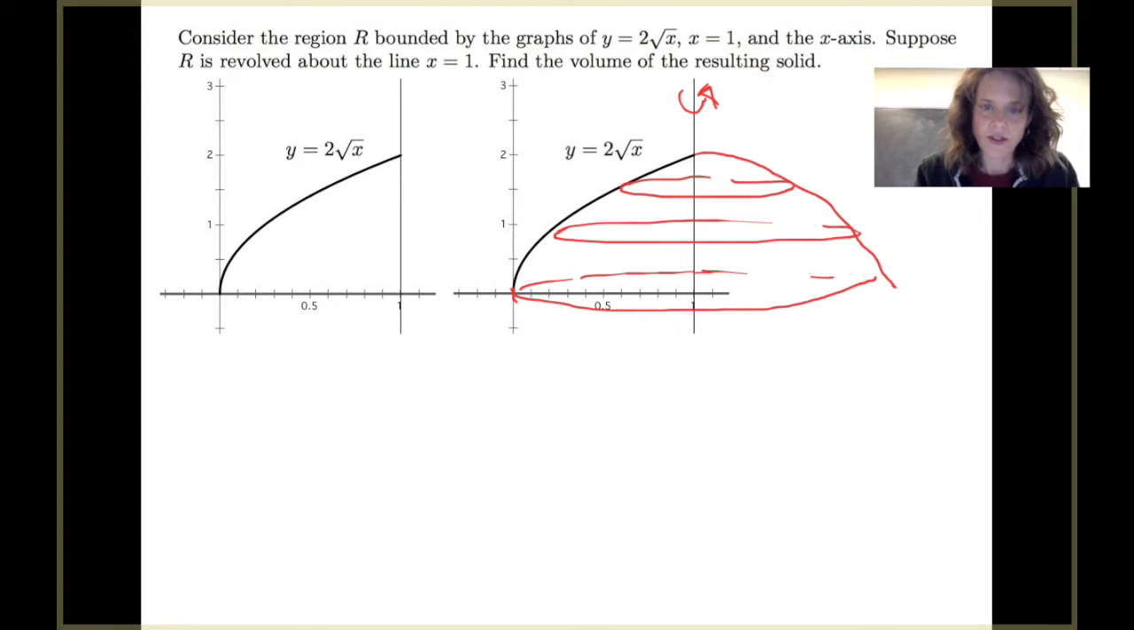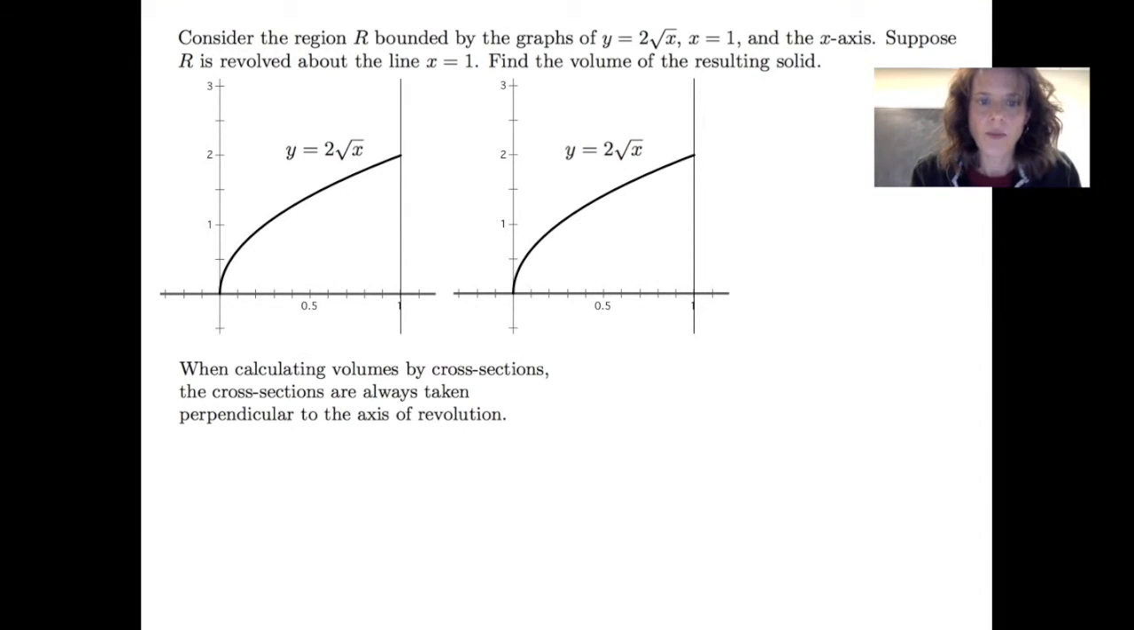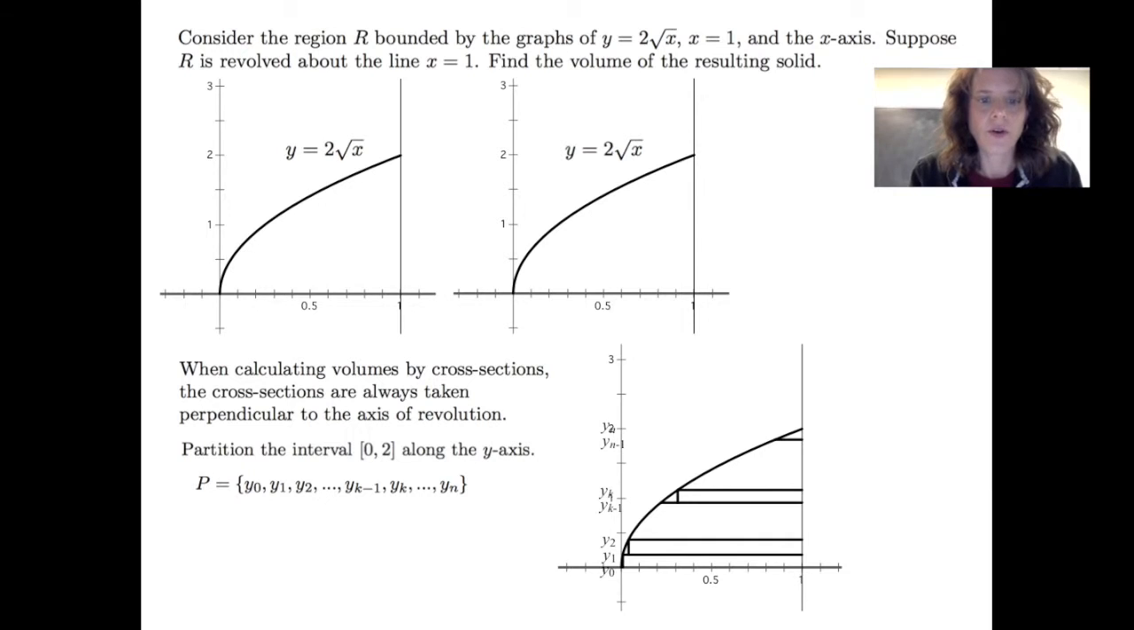So first, let's consider the partition. Well, what interval do we partition? Well, the fact that the cross sections are always taken perpendicular to the axis of the revolution means that we're going to make slices perpendicular to the y-axis. So we actually need to partition the interval from 0 to 2 along the y-axis.